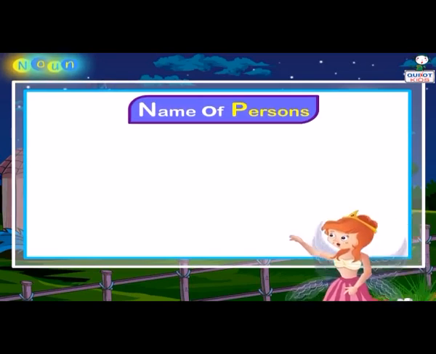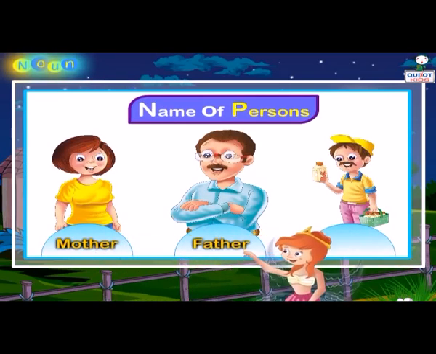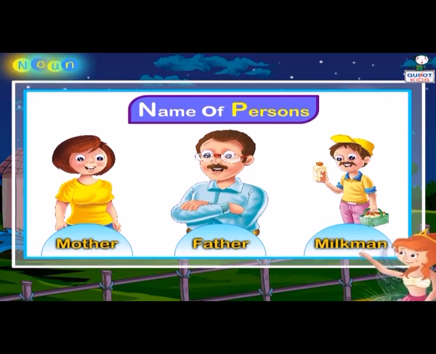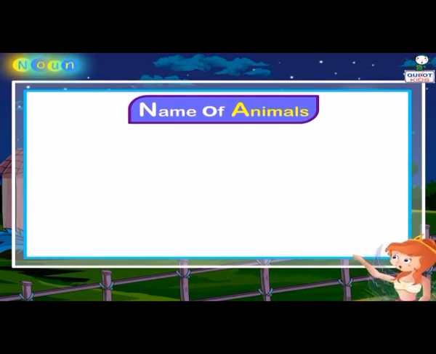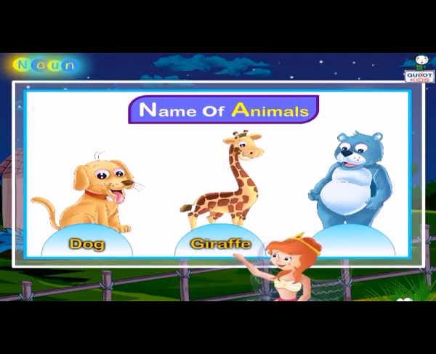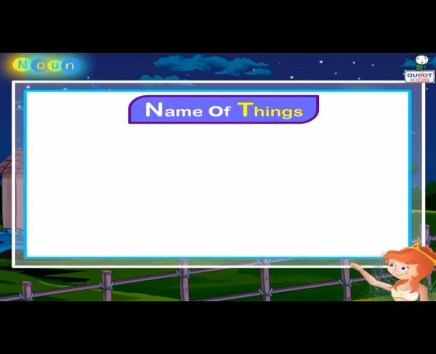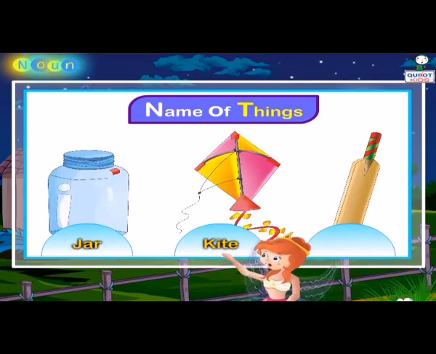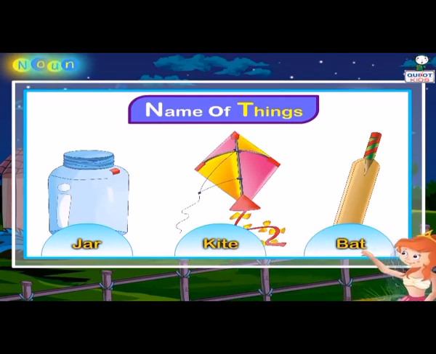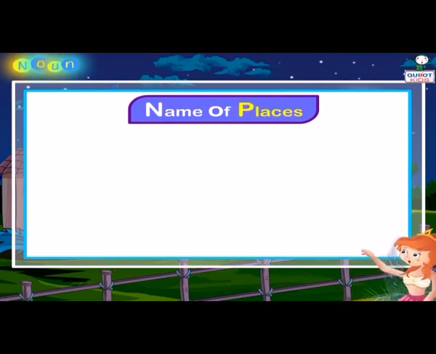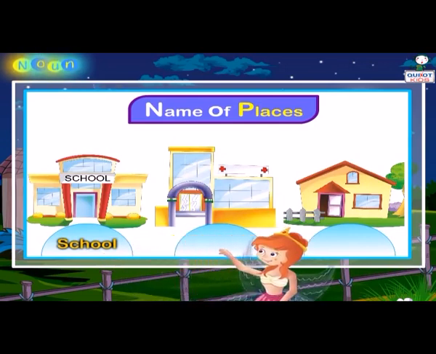Name of persons: mother, father, milkman. Name of animals: dog, giraffe, bear. Name of things: jar, kite, bat. Name of places: school, St.